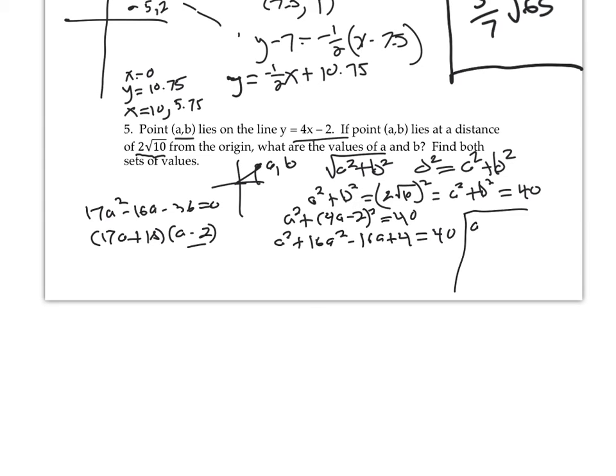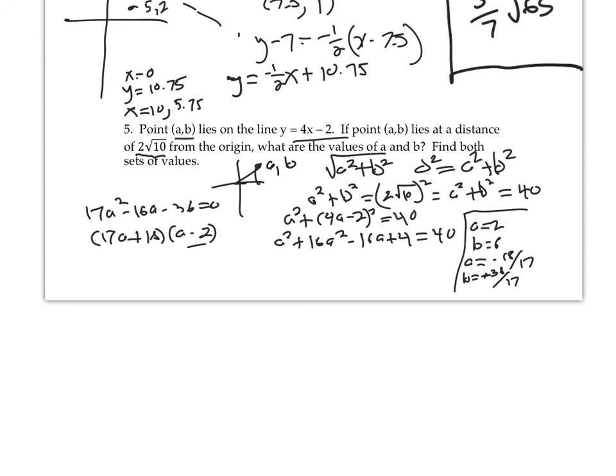We're going to get A is equal to 2, which means that B would be equal to 4 times 2 minus 2, or 6. And for our second, we're going to get that A is equal to negative 18 over 17. And when we multiply that by 4 and subtract 2, we're going to end up with negative 72 over 17 minus 34 over 17, which is going to give us negative 38 over 17. So B is equal to negative 38 over 17. So those are our 2 points.